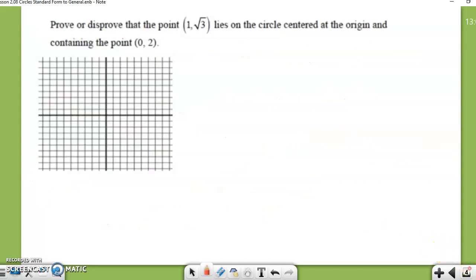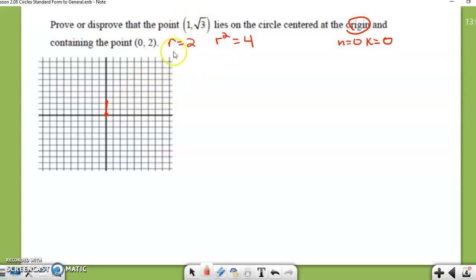Okay, hope you did well. Now we're going to prove whether a point is on the circle if it's centered at the origin. So I know h equals 0 and k equals 0. So I'm going to go ahead and plot that. And it contains point (0, 2). So that's this point. Guys, this makes my radius equal 2, and my r squared would be 4.